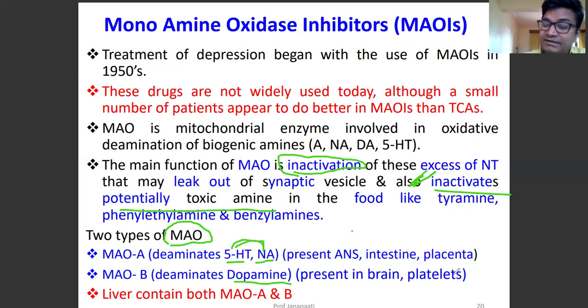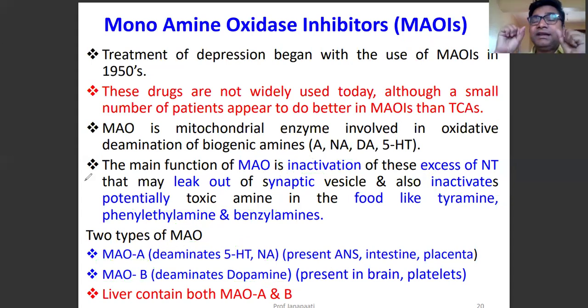And also remember that in the last class we studied that decreased dopamine levels cause Parkinsonism. So which MAO is acting on dopamine? MAO B. So MAO B drugs are used in the treatment of Parkinson's disease. The liver contains both MAO A and MAO B. So this is some information about MAO.